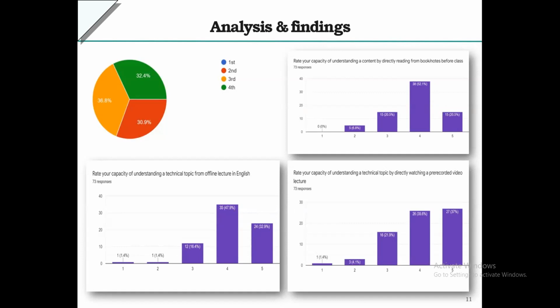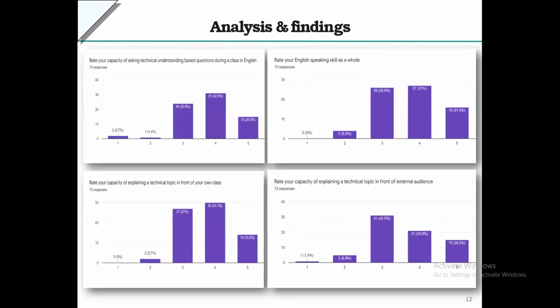If you check the understanding of content directly reading from books or notes, again you see the percentages are less in 5, meaning directly getting from a book, their comprehension capability is not that high. Maybe the rate of capability of understanding a technical topic by directly watching a pre-recorded video. So you see that if you provide a pre-recorded video, or some content which is already recorded, they can see it multiple times at their own wish, at their own time, then automatically the percentage is increasing at the higher order.